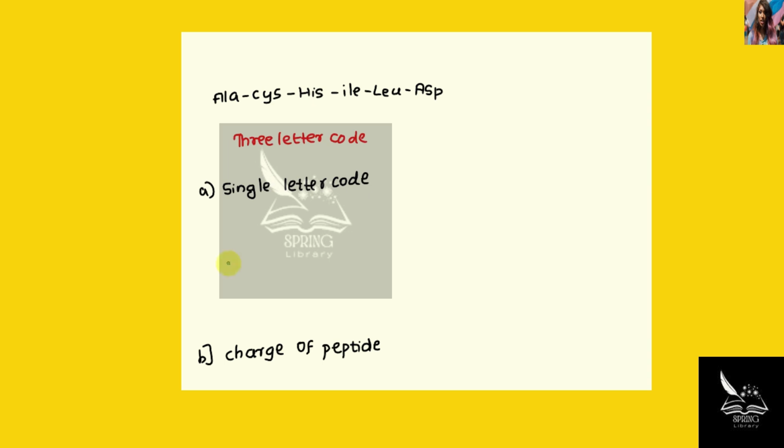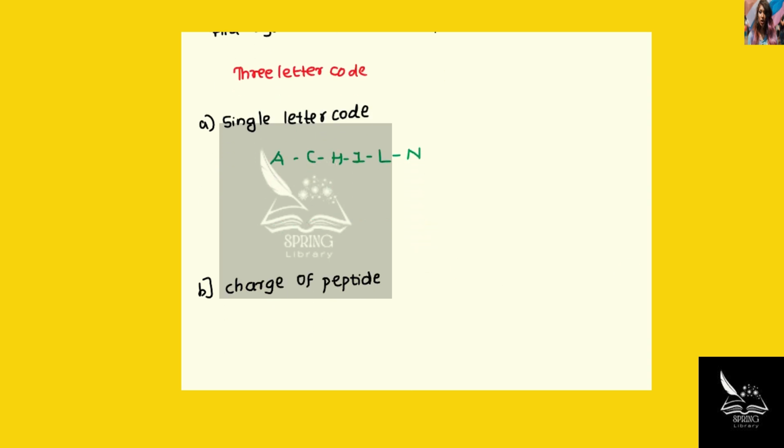Here we can say that for alanine it is A, for cysteine it is C, for histidine it is H, whereas isoleucine is represented by a capital I, leucine is represented by capital L, and asparagine is represented by N. This will be the single letter code for the given peptide.